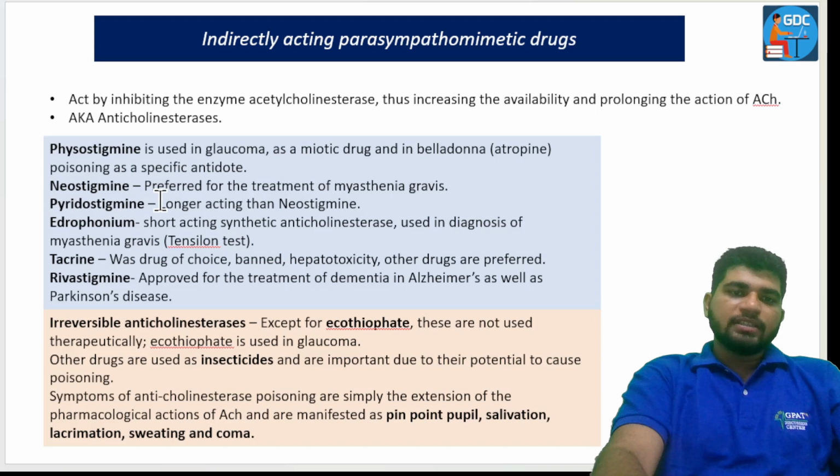Pyridostigmine has the same kind of actions as neostigmine but is longer acting than neostigmine.